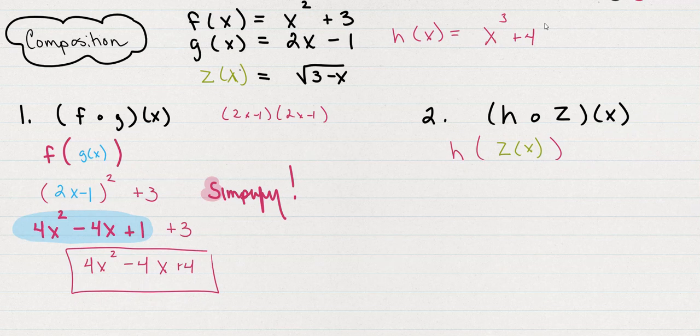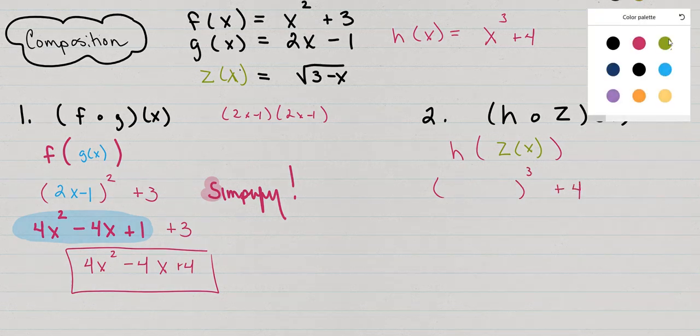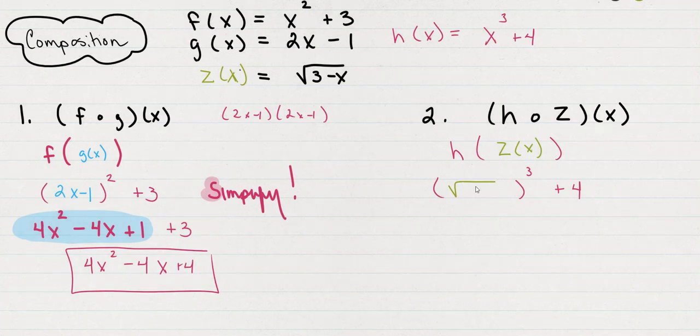If we're given h of x is x cubed plus 4, and z of x is the square root of 3 minus x, again, all I'm going to do is go into the h function, cube the x, and add the 4, but I'm going to replace the x with our z, the square root of 3 minus x. And that's it.